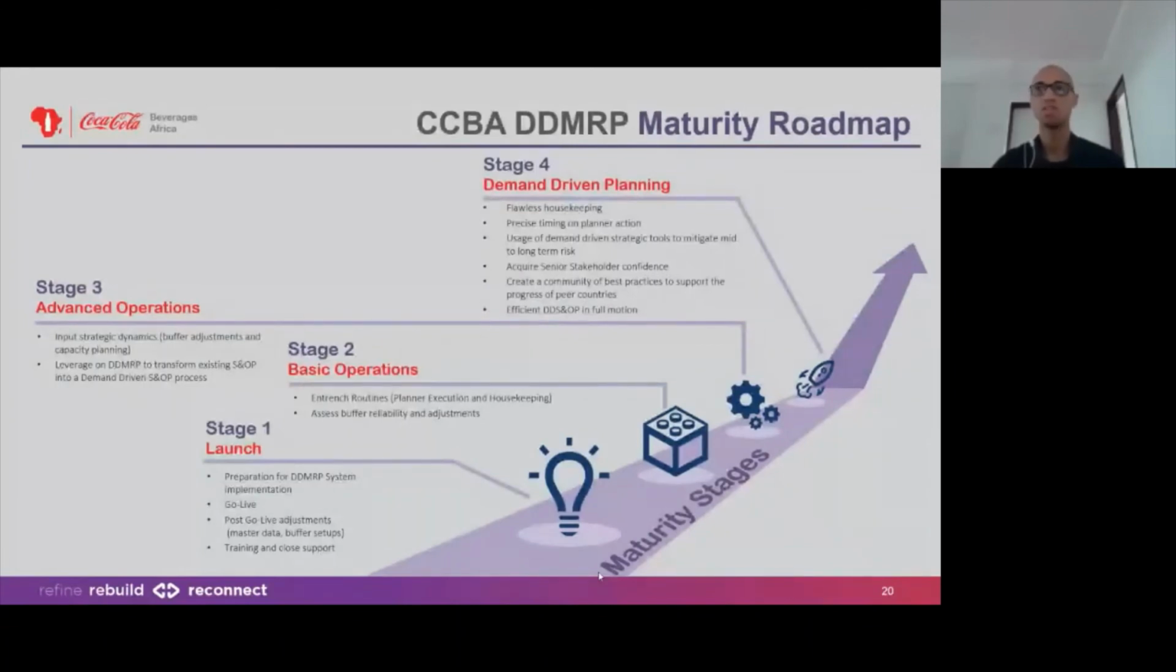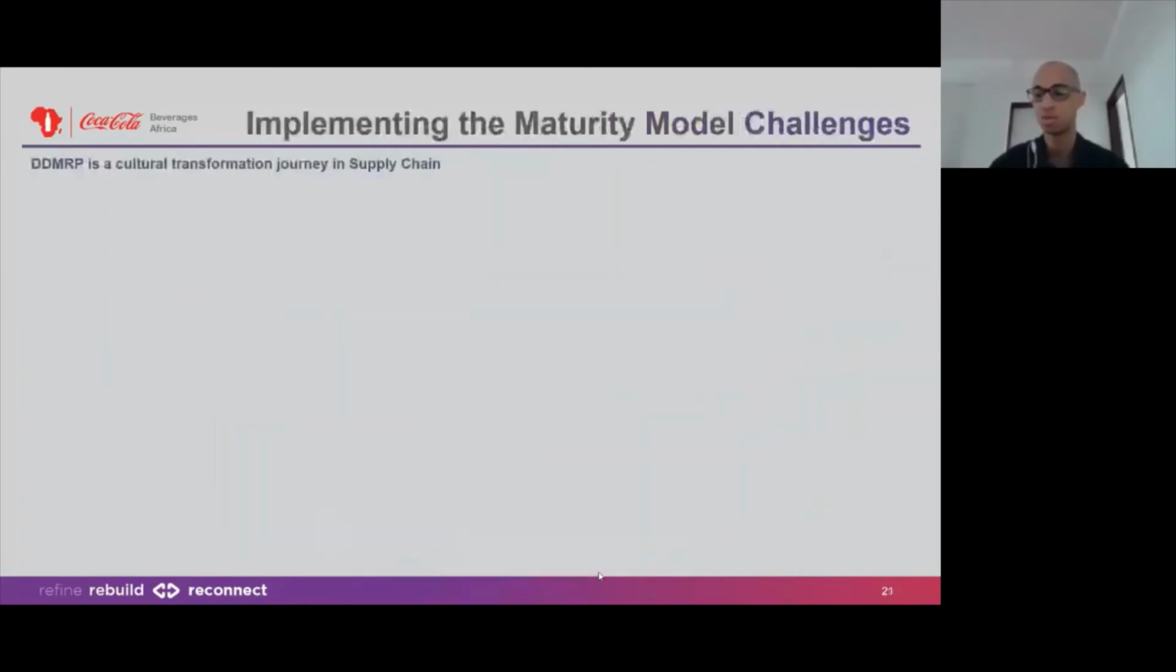And then obviously stage four would be where we achieve a variety of things, in which you'd also have strong senior stakeholder buy-in, confidence level, and you have a DDS&OP, which is a demand-driven sales and operational planning, in motion, and a few other aspects. So you would have to be doing every single thing on the previous stages really well to be able to also get to stage 4.